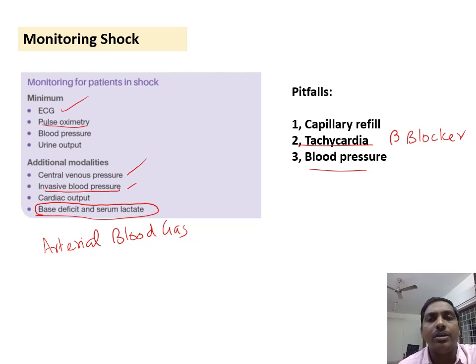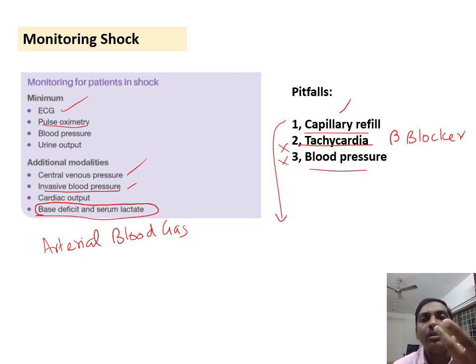So blood pressure cannot be taken as a proper parameter. Heart rate cannot be taken as a proper parameter. And capillary refill. Capillary refill means you just pinch, there will be blanching, and after removing that pressure, there will be capillary refilling. Generally this capillary refilling, do you think it will be happening in a patient with shock? No, or a delayed capillary refilling will be happening because the skin vessels will be vasoconstricted.